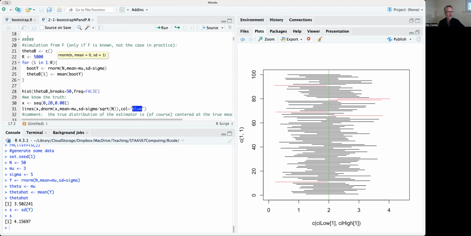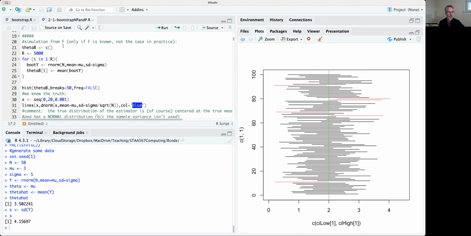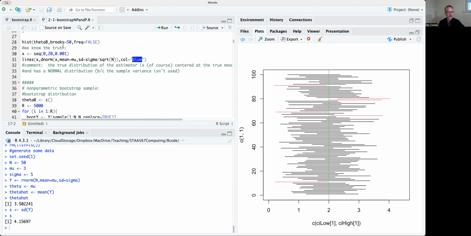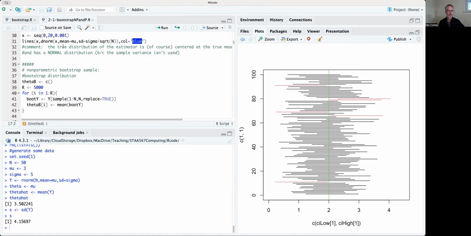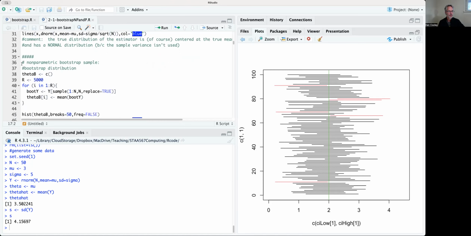So our mean estimate is 3.5, the standard deviation estimate is 4.1. And then what's being done here in line 20 is sampling from the true distribution. So this is that repeated sampling exercise, which if we knew the underlying distribution we could do, but of course in practice we don't.